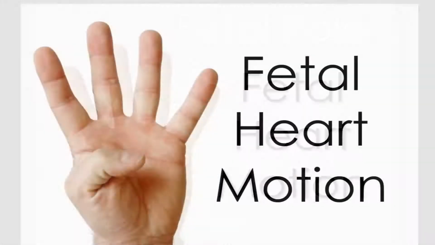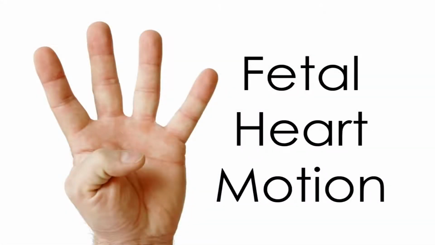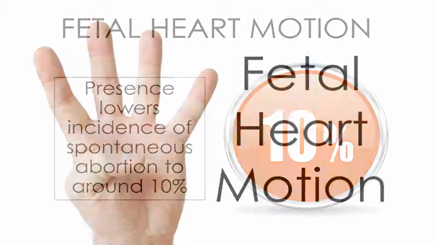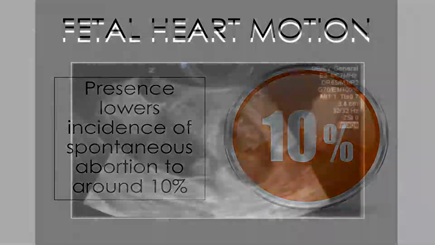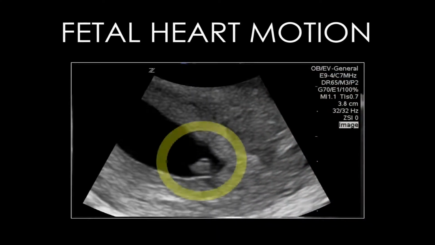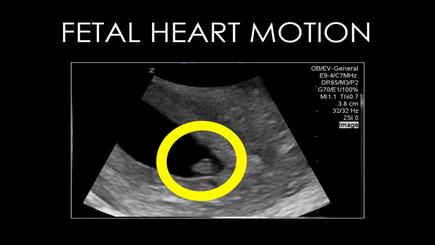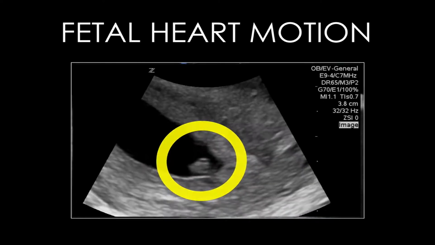The fourth ultrasound finding is not a structure, but is rather the presence of fetal heart motion. The presence of fetal heart motion is an important prognostic factor, since pregnancies that have fetal heart motion only have an incidence of spontaneous abortion of about 10%. Here is a video from the first trimester of pregnancy which demonstrates fetal heart motion.